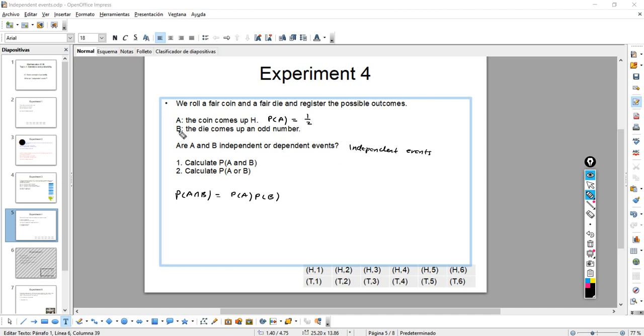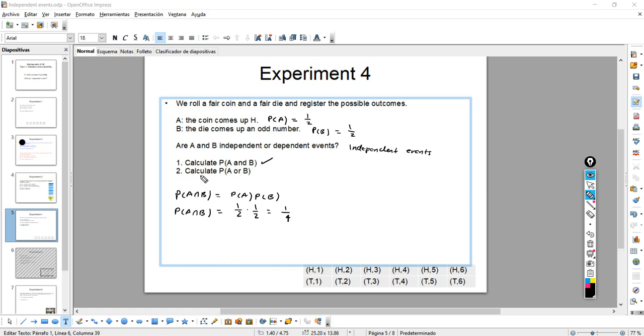And what is the probability of event B? The die coming up an odd number. That's once again 1/2. Just count the possible outcomes that are favorable to B and divide over the possibilities, and you will have 1/2. So that's it, guys. Basically, the probability of A and B is going to be equal to 1/2 times 1/2, which is 1/4.